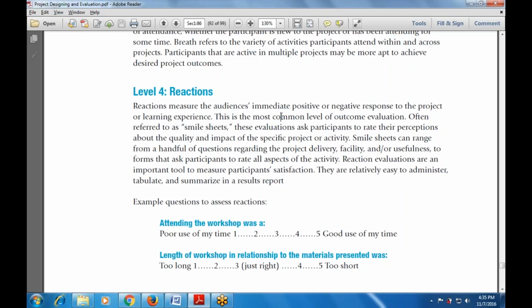And this is the most common level of outcome evaluation. It is also often referred to as a smile sheet. Smile sheets are the tool used for this, and these evaluations ask the participants to rate their perception, meaning they give a rating about the quality and the impact of the specific project or activity.